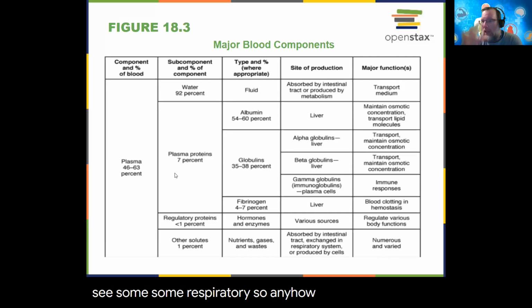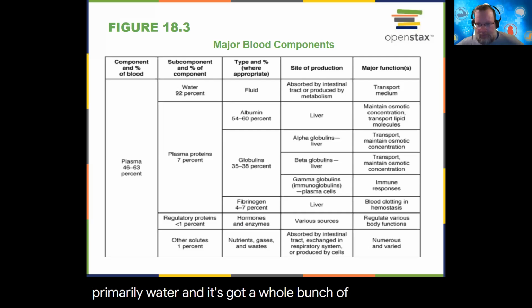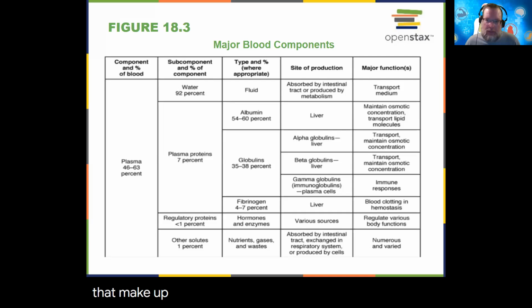Anyhow, that's plasma. There's a lot going on in plasma. Again, roughly 55% of the total blood volume is plasma. And what is plasma? Well, it's primarily water, and it's got a whole bunch of other little bits that make up the rest. 92% water, 8% everything else.